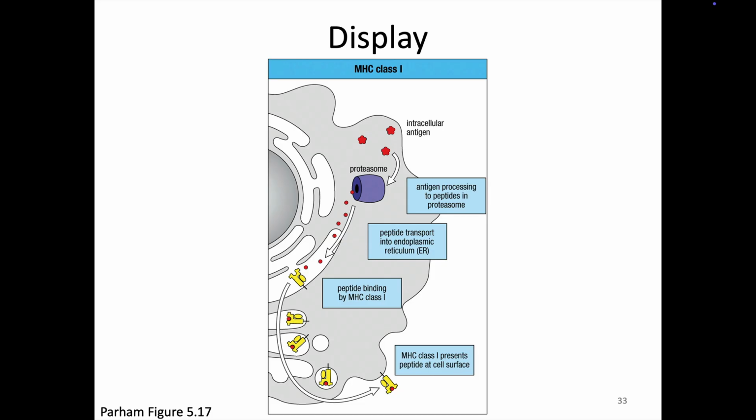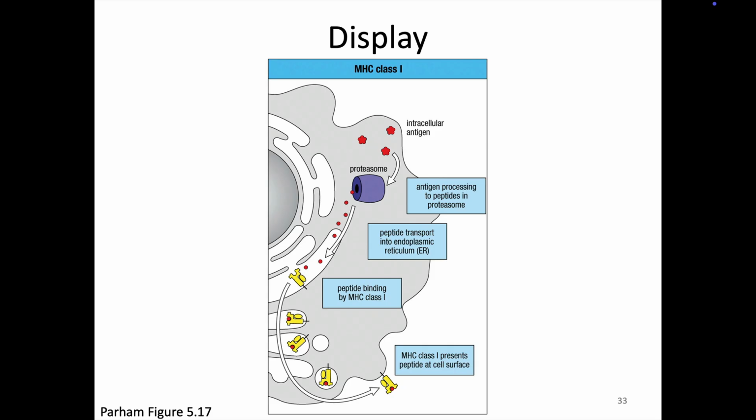Once that process happens, once we get that binding event to occur, the chaperones release the MHC class 1 molecule with its peptide. And that MHC class 1 molecule with its peptide is able to just continue through the secretory pathway to get put on the surface of the cell.